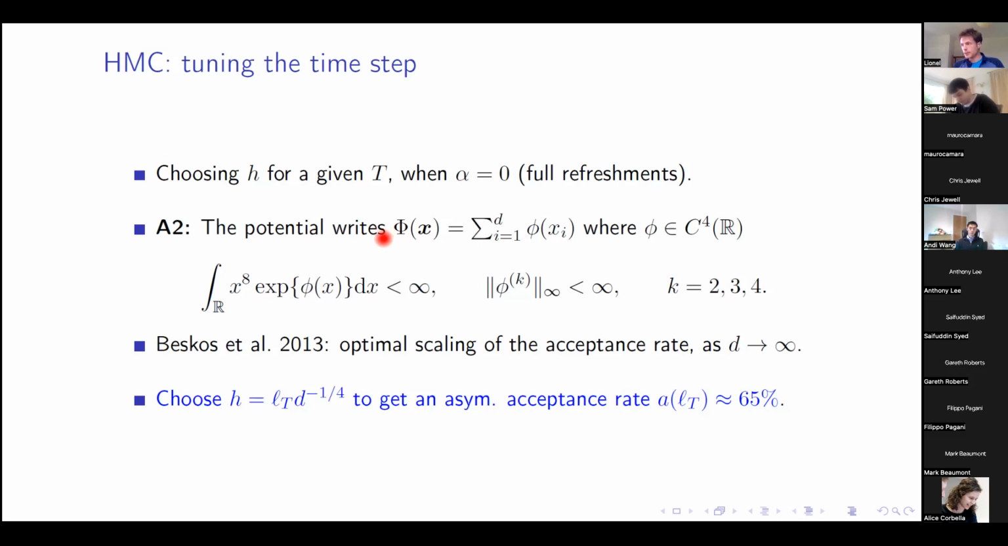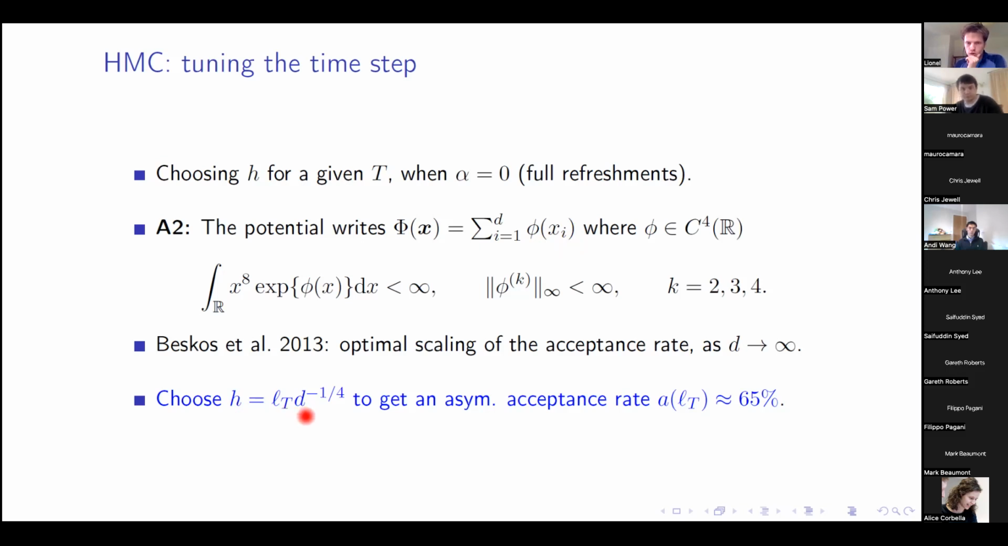So all the components are independent. Of course, this is not realistic, but it allows for a neat mathematical framework that enables the study of the asymptotic of the acceptance rate as dimension goes to infinity. And so as dimension goes to infinity, the largest time step that you can choose to get an asymptotic acceptance rate that will not vanish to 0 and get your algorithm stuck is the dimension to the -1/4 scale.